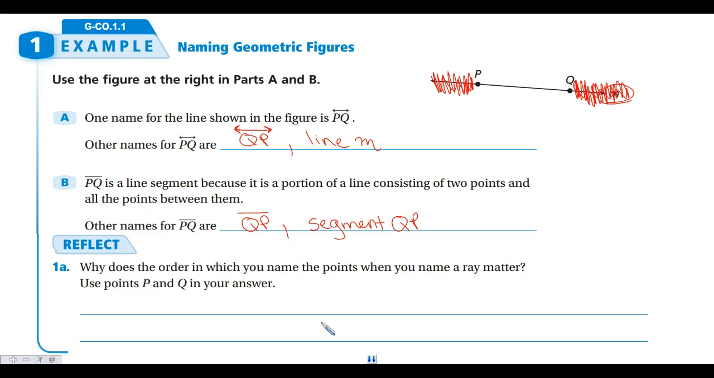Okay. So what I want you to do is look at question 1A, and it says, why does the order in which you name the points when you name a ray matter? So you want to use points P and Q in your answer. So what I want you guys to do is to take a minute. We're going to pause the video, and I want you to answer this question in your own words, and then in just a second we will go over it. So I'm going to pause the video now, and then go ahead and answer this question.